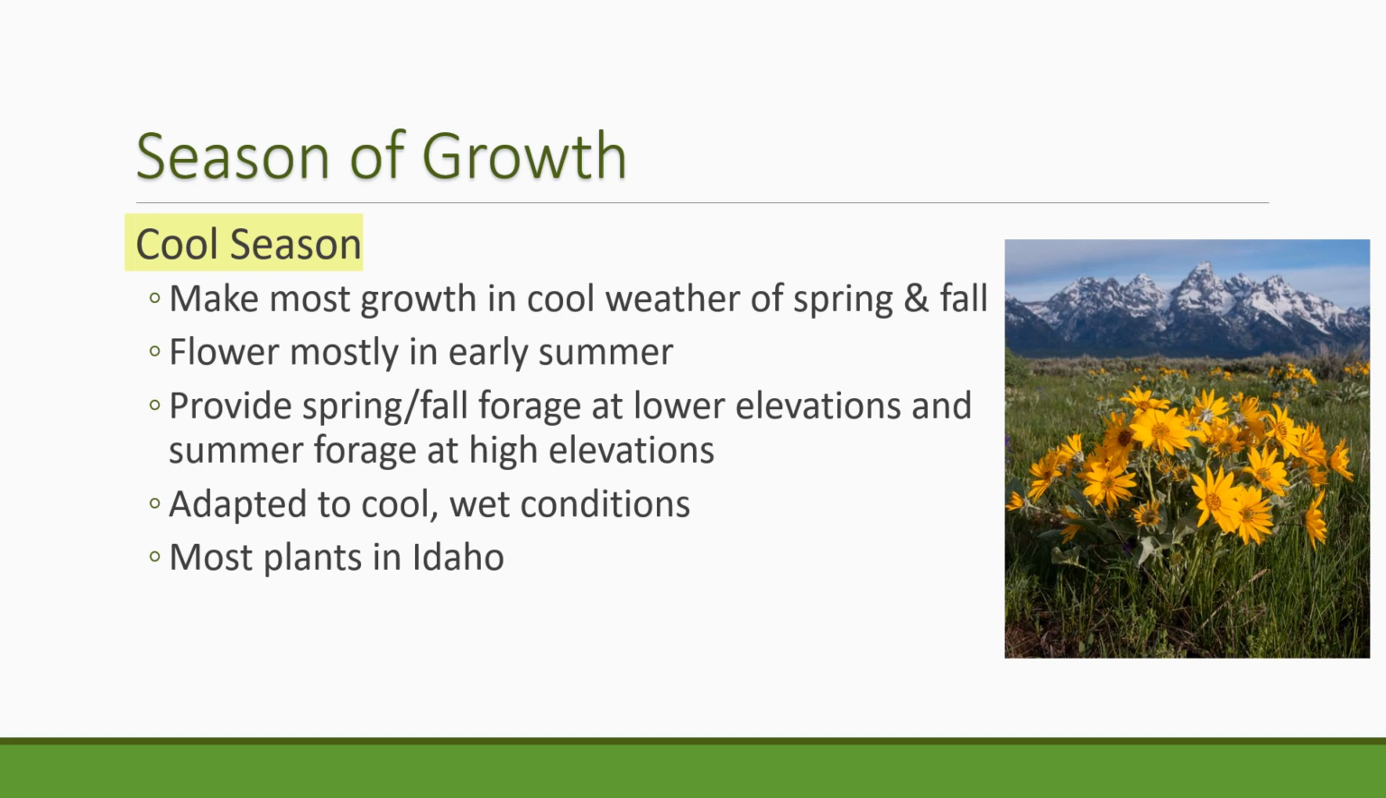These plants flower mostly in the early summer, and they provide really important fall and spring forage, especially at higher elevations. They're adapted to really cool and wet conditions, and it has to do with the kind of photosynthetic pathway they have, the actual way that they put carbon together in photosynthesis. Those enzymes are adapted to cool conditions, and Idaho is a pretty cool place climatically, and so almost all of our plants in Idaho are cool season.